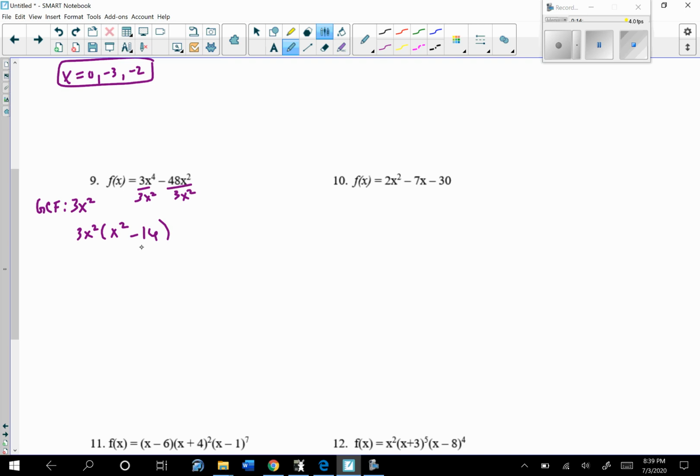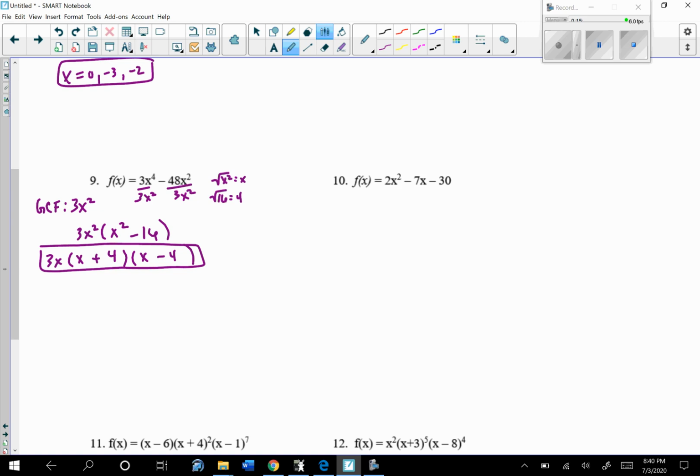So remember, when you have a binomial, you look for your special patterns, and it has a minus. So is this the difference of two squares, or is this the difference of two cubes? Well, because this is squared, it's not going to be the cube one. And can we take the square root of 16? Yes. So the square root of x squared, remember, is x, and the square root of 16 is 4. So that becomes 3x times, remember, you have one plus and one minus. So x plus 4 and x minus 4. So this is our factored form.